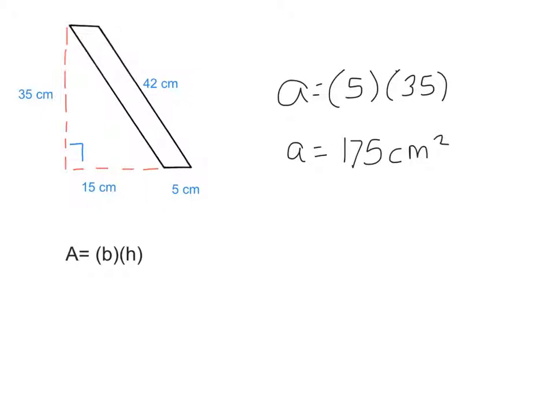The reason that we use the 5 centimeters for the base of the parallelogram instead of the 15 is because the 5 represents this, the base of the parallelogram. We don't want to use the distance right here. And the reason we use 35 for the height instead of 42 is because if we were to make this triangle like we did here, the 42 would represent the hypotenuse, and we need to find the height, which is 35. So that's why we use 5 times 35.